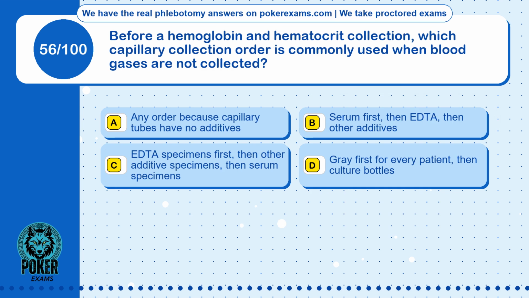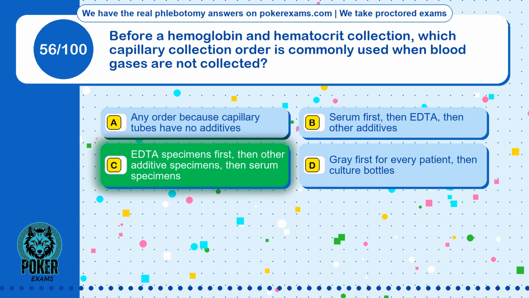Question 56. Before a hemoglobin and hematocrit collection, which capillary collection order is commonly used when blood gases are not collected? Option A. Any order, because capillary tubes have no additives. Option B, serum first, then EDTA, then other additives. Option C, EDTA specimens first, then other additive specimens, then serum specimens. Option D, gray first for every patient, then culture bottles.